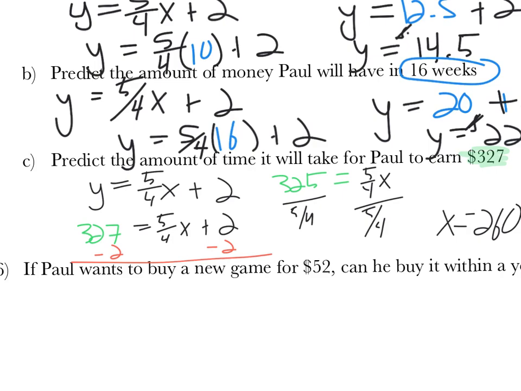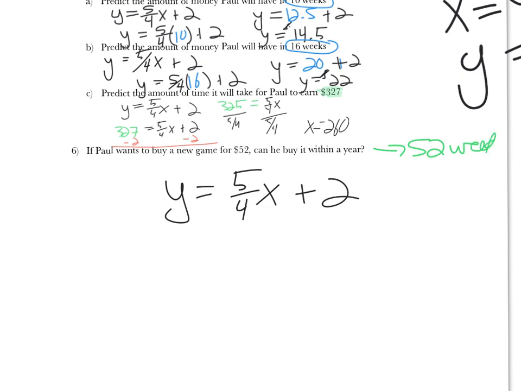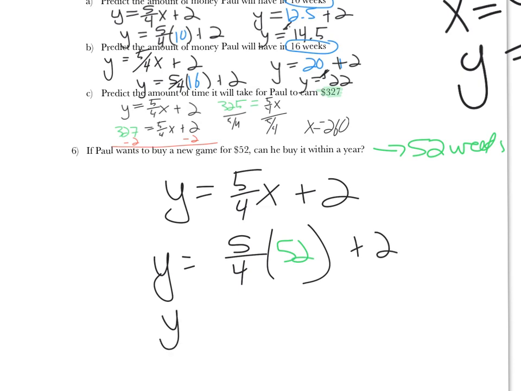And lastly, the last question here says, if Paul wants to buy a new game for $52, can he buy it within a year? Well, keep in mind that a year is 52 weeks. So really what this question is asking, will he have $52 in 52 weeks? Well, the best way to do that is to plug in 52 for your x and see what you end up with. When you multiply 5/4 by 52, you end up with $65 plus the 2, and a total of $67 in 52 weeks. So if he wants to buy a game that is $52, can he do it? Yes.